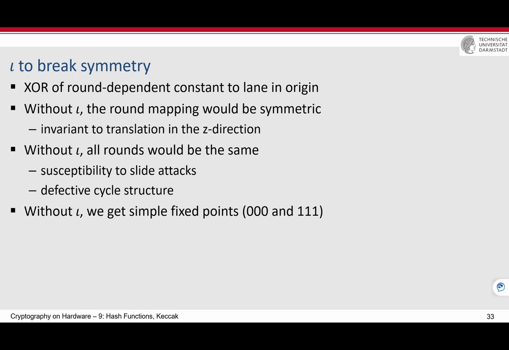Similar to the AES, how is it done? Using the key schedule. The key schedule has a different round constant for every round. And here it is the same. You have iota, which is a round-dependent constant, or round constant. It avoids vulnerability to slide attacks and defective cycle structure. It is similar to the round constant of the AES. It's just an addition, something that is added to the state.